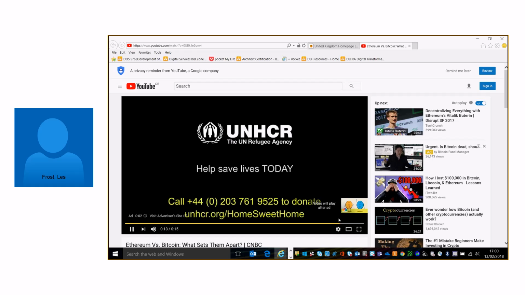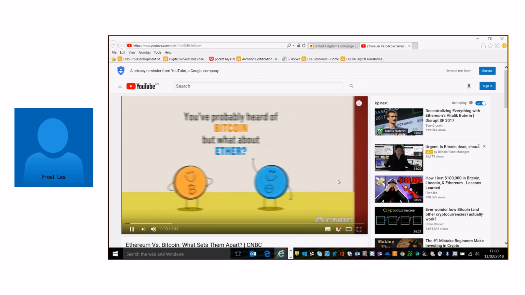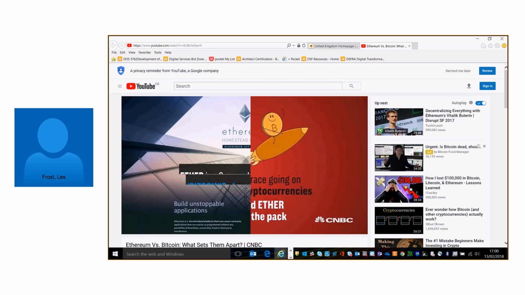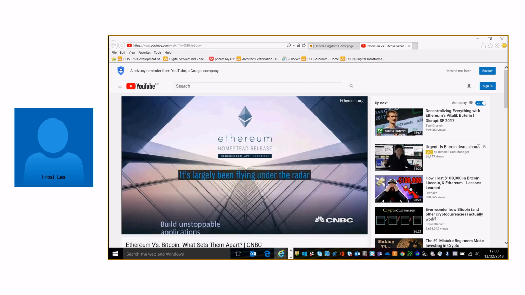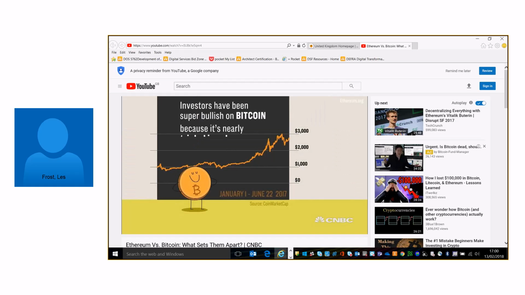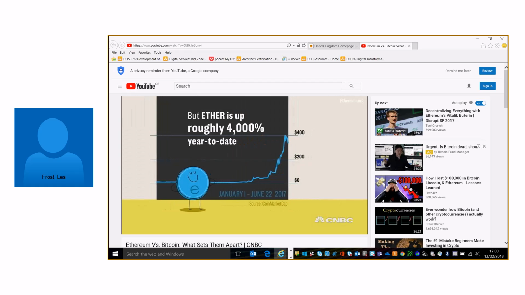Charities, You've probably heard of Bitcoin, but what about Ether? There's an arms race going on right now in the world of cryptocurrencies, and Bitcoin and Ether are leading the pack. Ether is a 3-year-old digital currency, Bitcoin's closest competitor, and it's largely been flying under the radar, despite growing at breakneck speed. Investors have been super bullish on Bitcoin because it's nearly tripled in value so far this year. But Ether, it's up roughly 4,000% year to date.